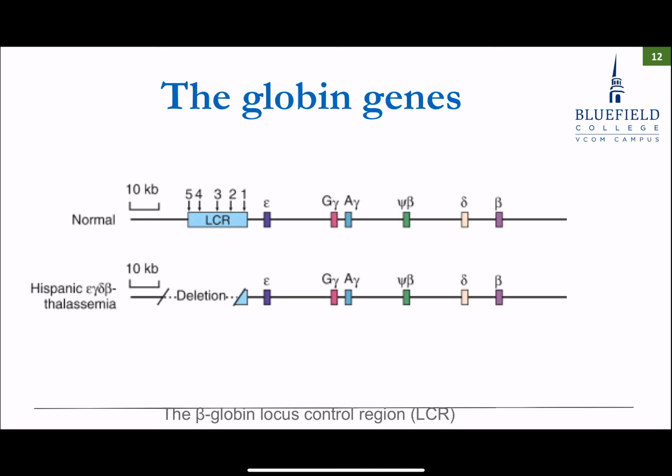And it's interesting because it may be deleted. So there's some instability in this region leading to a deletion, which then results in severe thalassemia. It's known as Hispanic thalassemia. It's even gamma delta beta thalassemia. So when this region is deleted, all these genes are silenced.